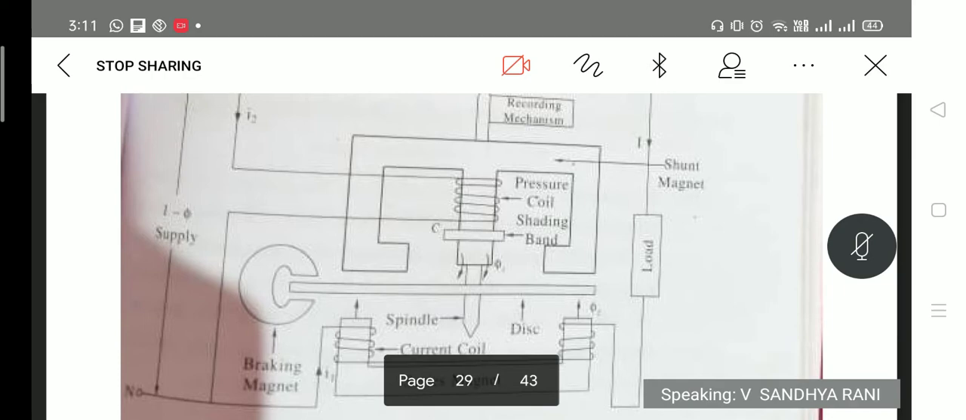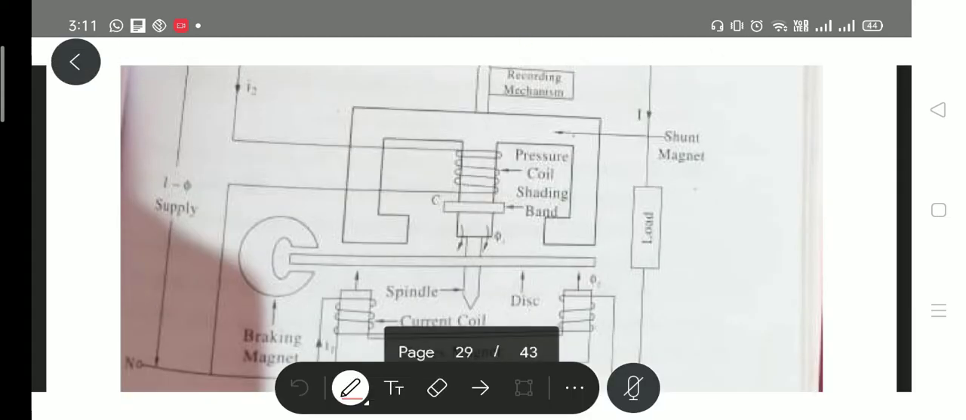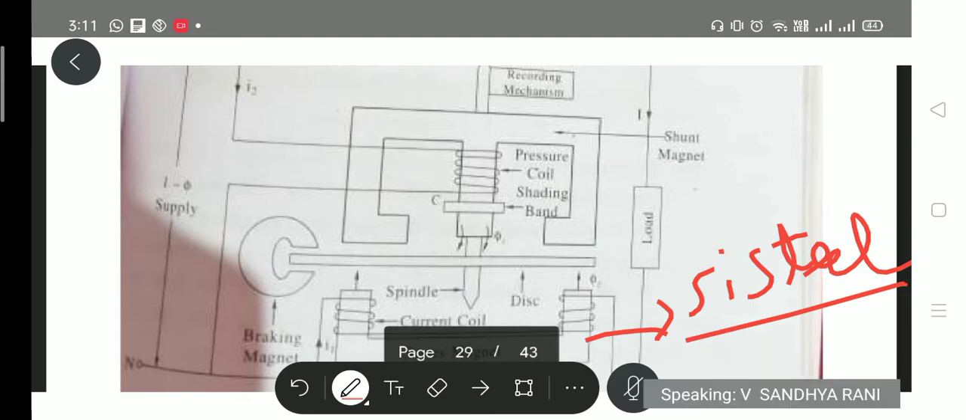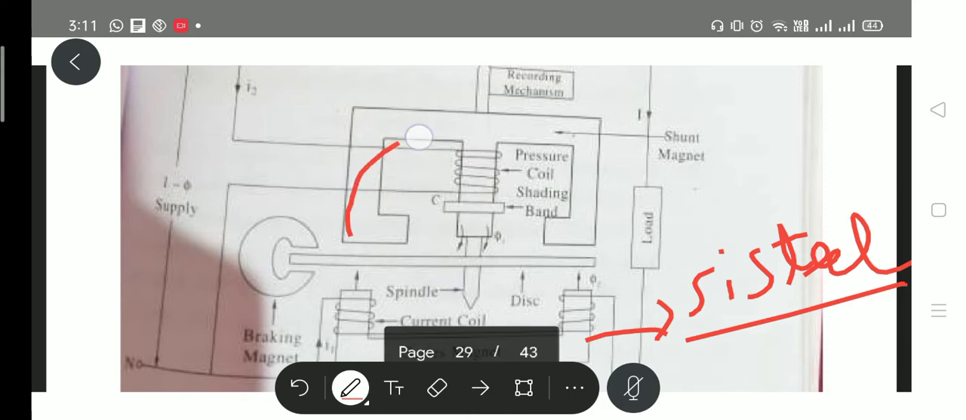Here the series magnet is connected with U shape laminations. The laminations used here are silicon steel material. By using this we can laminate these magnets. One is connected in series, one is connected in parallel, that is the shunt magnet. The series magnet is U shape and the shunt magnet is M shape, like that. This is the U shape, right?